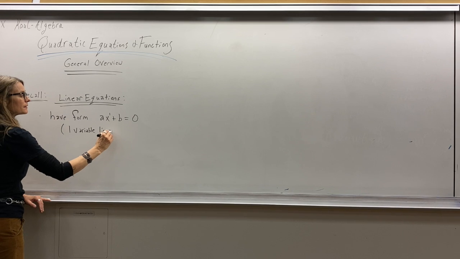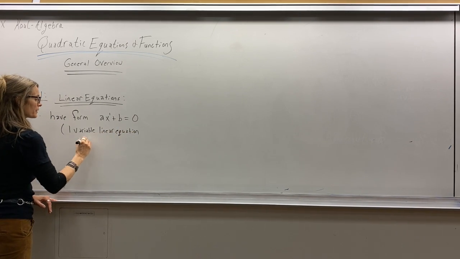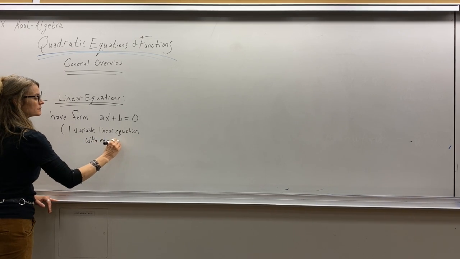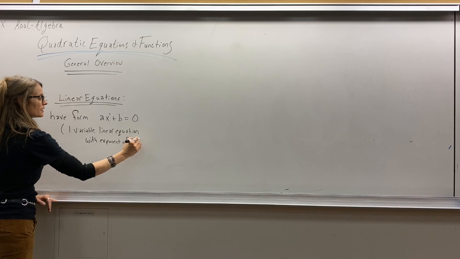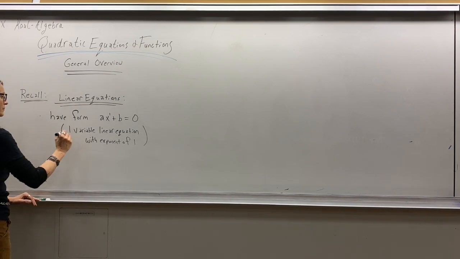So it's a one variable linear equation with an exponent of 1. And we also have two variable linear equations. So this is a two variable one.